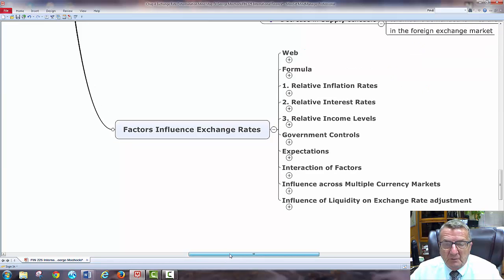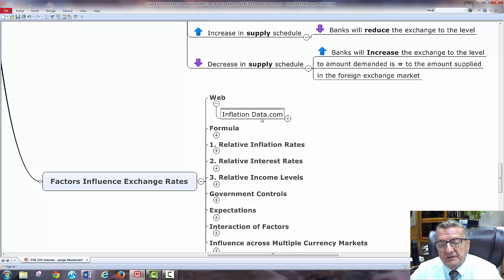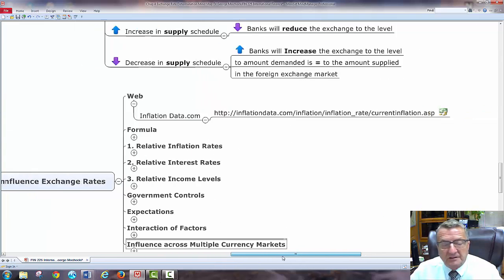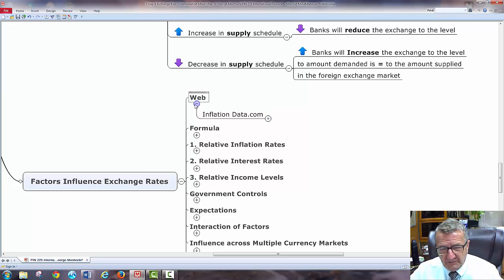Let's see what we have. Ooh, we have the web. Oh, I always have the web. What do I have here for web? Datainflation.com. And here's just a site. I'm not going to click on here, but you could go on the site. It just gives you some information. Remember, I do the site. I'm going to throw a couple in there.